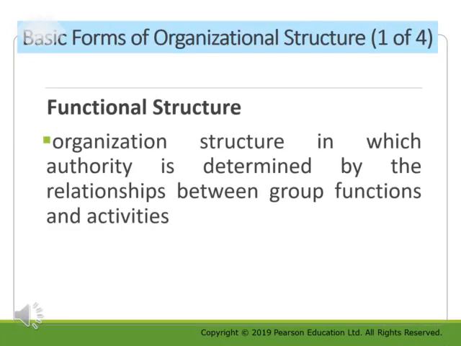The first basic form of organizational structure is functional structure. What is functional structure? It is an organizational structure in which authority is determined by the relationships between group functions and activities. Under this functional structure, the relationship between group functions and activities determines the authority.